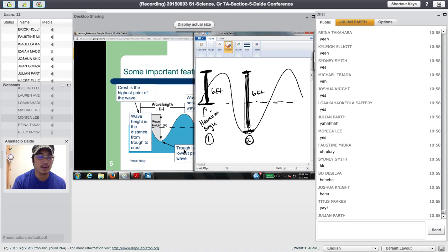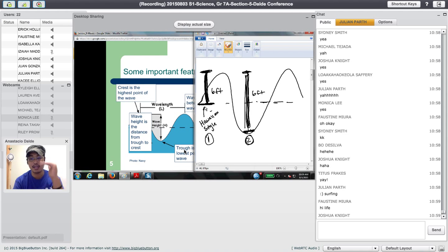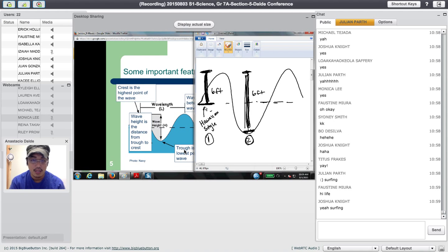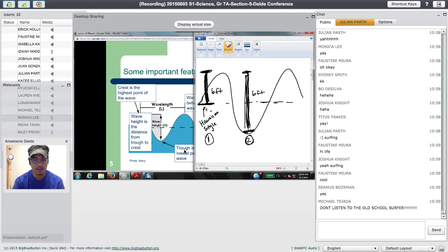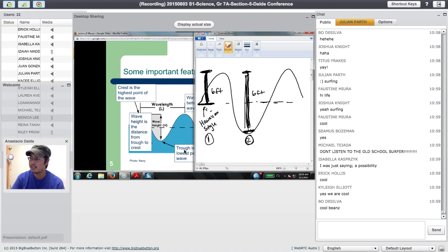So if you're an old school surfer, you would measure a wave from the back to the top, or from the middle to the top, or as Isabel said, from the resting position to the top. And that would be Hawaiian style. If someone said, oh, it's 6 feet Hawaiian style, that means they're talking about from the middle to the top. Are we cool?